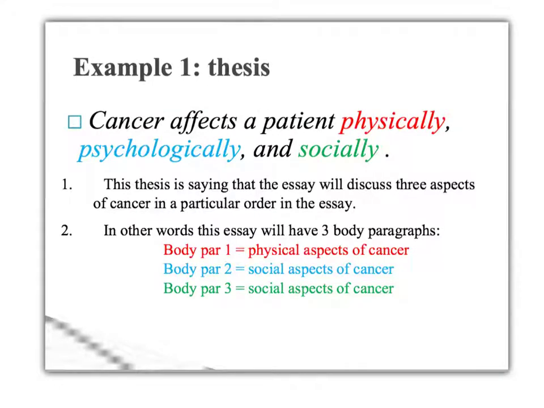So let's talk about this thesis. Cancer affects a patient physically, psychologically, and socially. This thesis is saying that the essay will discuss 3 aspects of cancer in a particular order in the essay. In other words, this essay is going to have 3 body paragraphs. Body paragraph 1 is going to talk about the physical aspects of cancer because that's the first quality we mentioned in our thesis statement. Body paragraph 2 is going to be the psychological aspects of cancer. Sorry, that's written wrong. And then body paragraph 3 is going to be the social aspects of cancer.